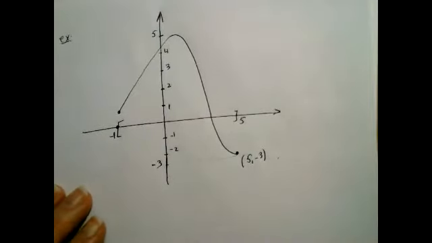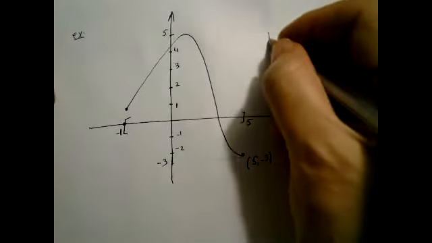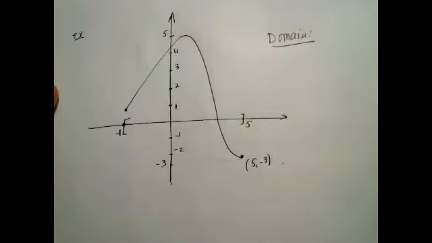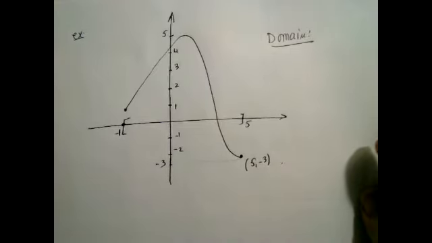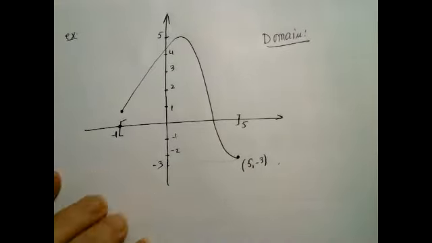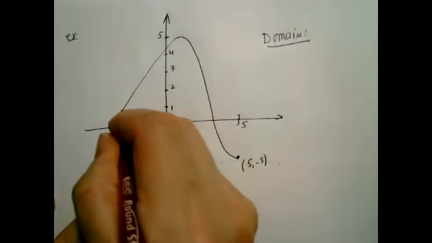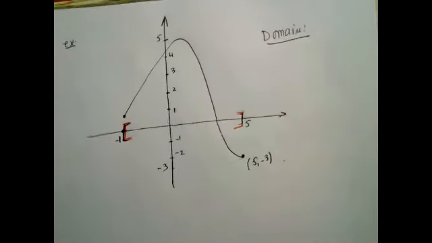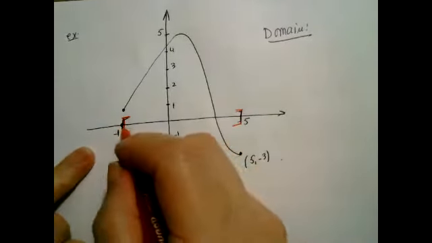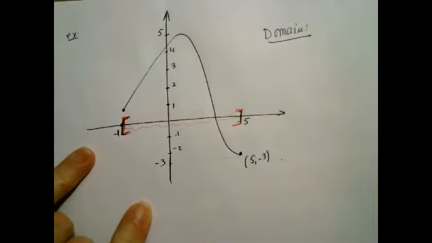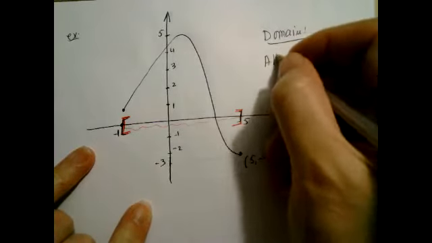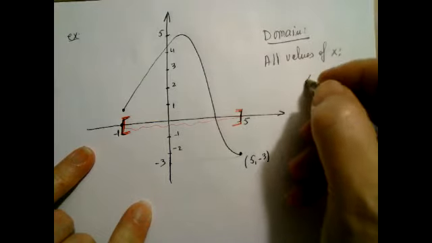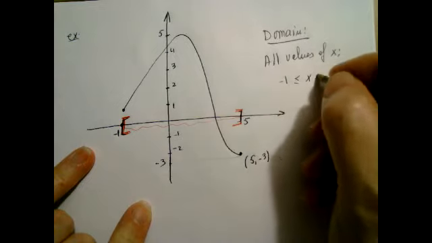And now the question is, first, what's the domain? And second, what's the range? So first, what's the domain? The domain are all those inputs, all the x values, for which there is a y value associated to them. So the domain here, this is the domain right there. That's my domain. So the domain is all the x values such that x is between -1 and 5.